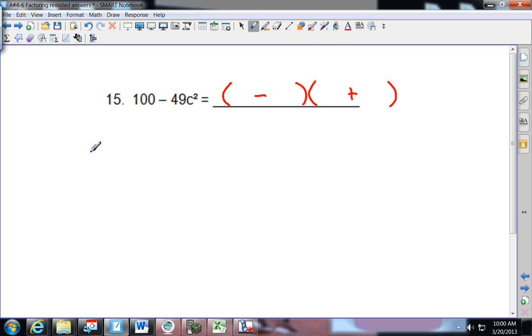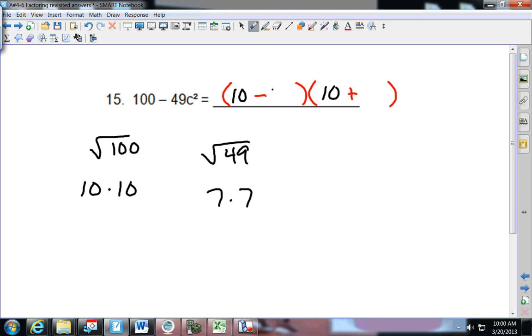Now, the square root of 100, what number times itself gives you 100? It is 10 and 10. So that goes here. Now, what about the square root of 49? What number times itself? It'll be 7 and 7. I have to add the c with it. 7c, negative 7c, and positive 7c. Okay? That only works when there's two terms and there's a minus sign in between. If this was a plus in between, it is not factorable.